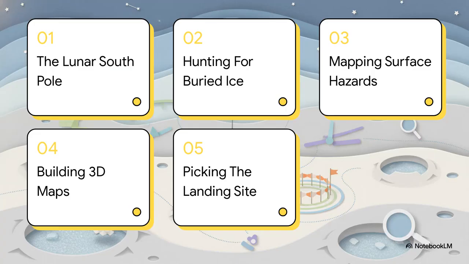Here is the game plan for today's Explainer. We'll start with our target, the lunar South Pole, then look at how we use radar to hunt for buried ice. After that, we map out surface hazards using optical data, build some crazy detailed sub-meter 3D maps, and finally, fuse it all together to pick the absolute perfect landing site.